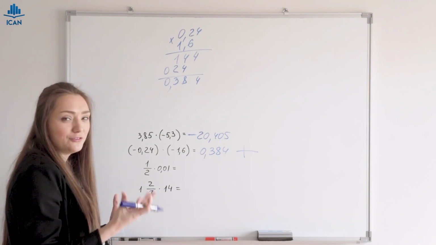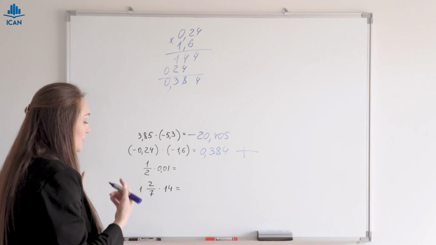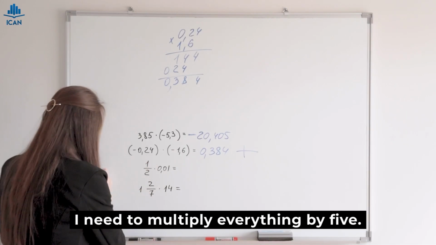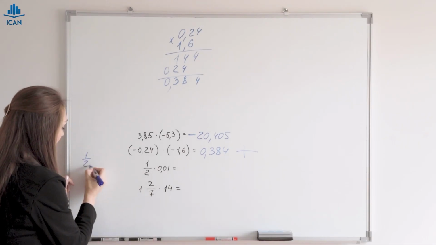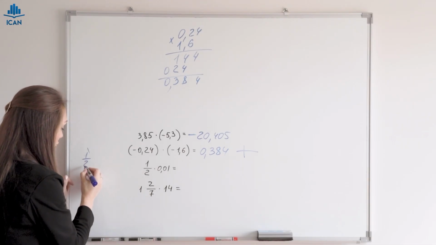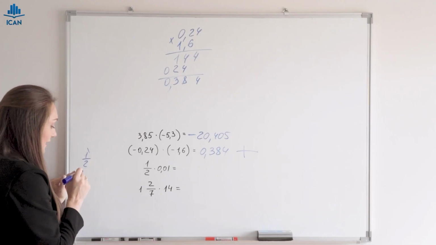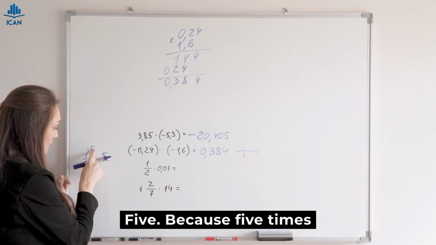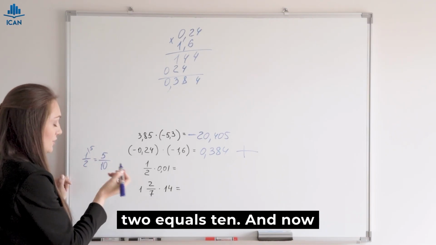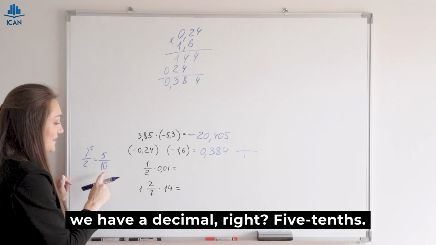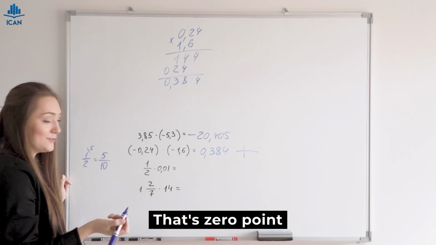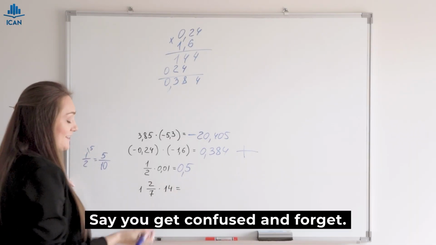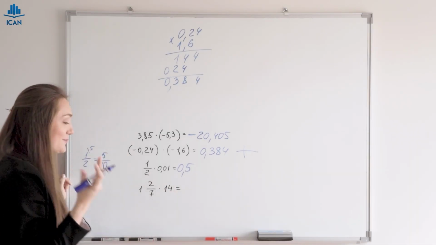In decimal fractions, I multiply to get 10. So then 1 second, I need to multiply everything by 5. Because 5 times 2 equals 10. And now we have a decimal, right? 5/10, that's 0.5. 0.5, that's it. Say you get confused and forget.